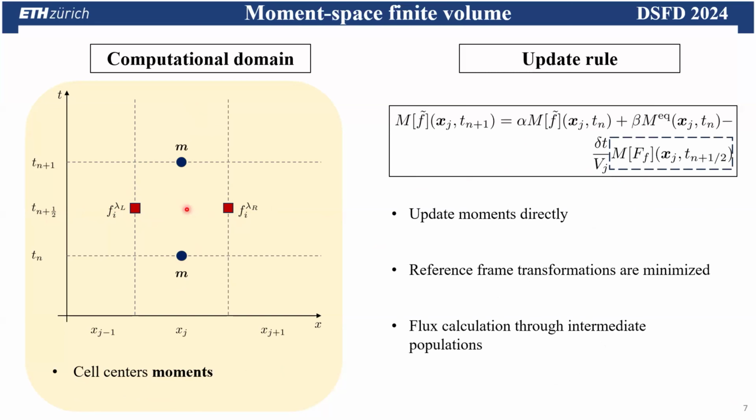This is why, in this work, we try to reside as much as possible in the moment space and reconstruct temporary populations to retrieve the necessary fluxes. With this technique, we try to have the benefits of obtaining the fluxes through populations, but minimize the number of frame transformations. In this setup, we keep track of moments, which are stored in the cell centers, and the previous update equation can be written in the moment space like that. Again, the key term missing for the update are the fluxes of these moments. So now the question is, how exactly do we obtain these fluxes?